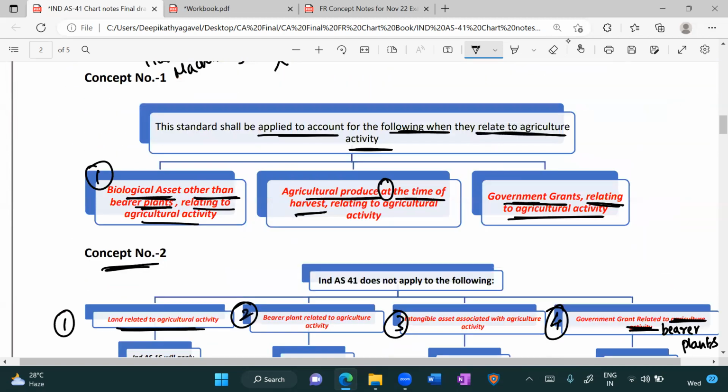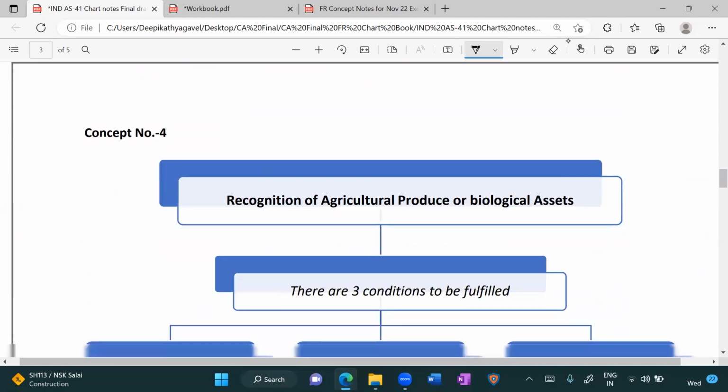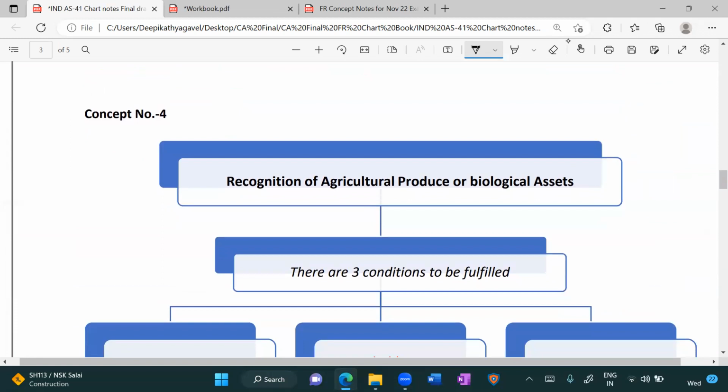So only when the biological asset relates to agricultural activity, only when the agricultural produce relates to agricultural activity, and only when the government grants relate to agricultural activity, will it be covered under IND AS 41 Agriculture, right? I hope the first three concepts make it very clear what is going to be covered in the standard first of all, right?